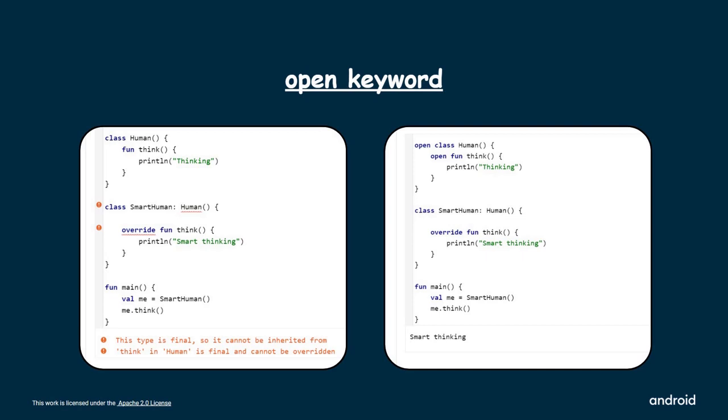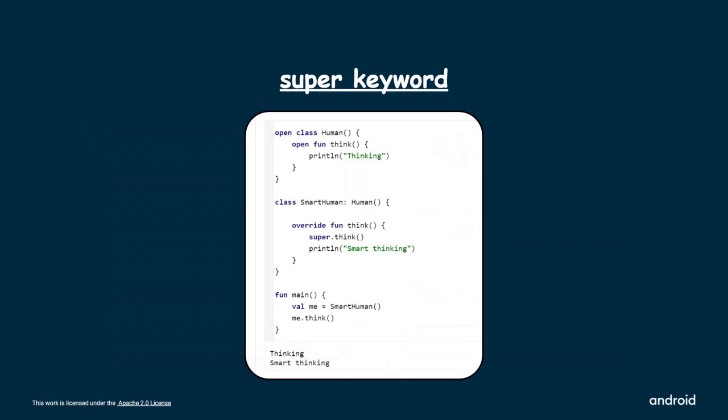And that's why open keyword is here to explicitly define a class inheritable and a function overridable. So if we use open keyword in front of a class, it means now the class can be extended, and if we use it in front of a function, it means now the function can be overridden. So let's move to the super keyword.